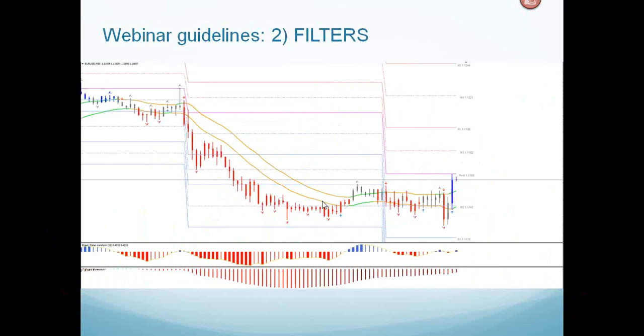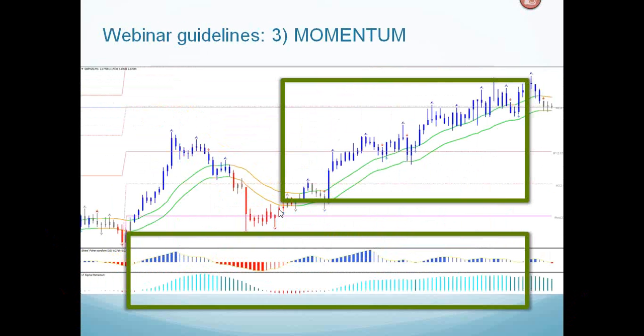What you do want to do after that is take a look at filters. Are there any levels that are very important close by that could stop the trend? Could be a big news event, could be an NFP, it could be interest rate days. You got to check those things.